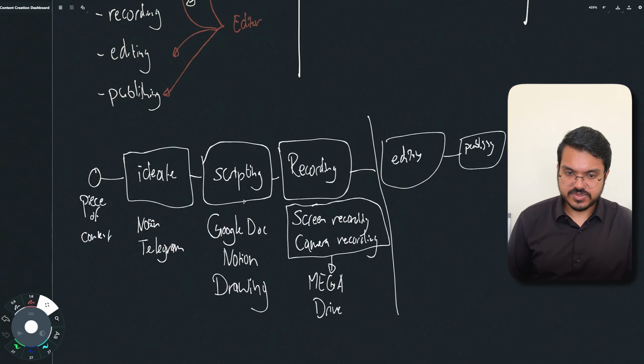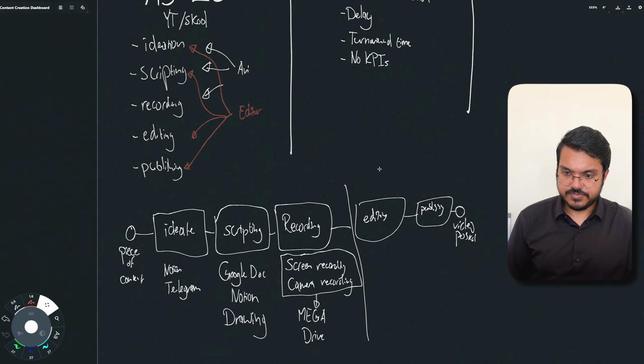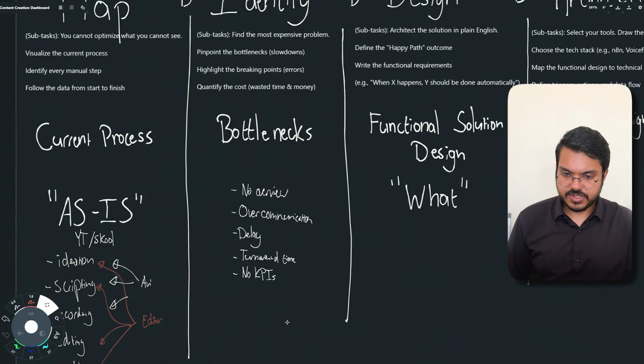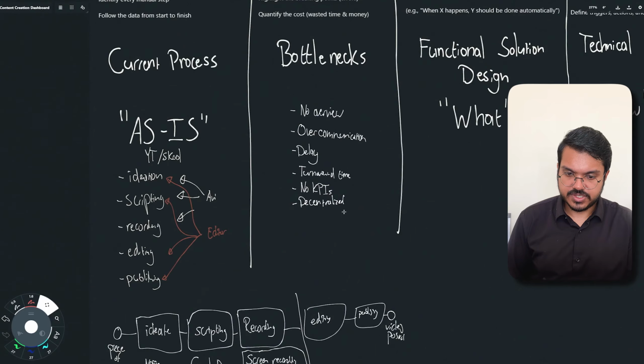Can do it way more advanced, of course, but this is the whole process in general. And then at the end, it should be video posted, whether it is on YouTube or in school. So bottlenecks, we've also figured them out. Are there any more to this? Well, it's very decentralized currently, which is not great. That's the main takeaway, I would say: decentralized.